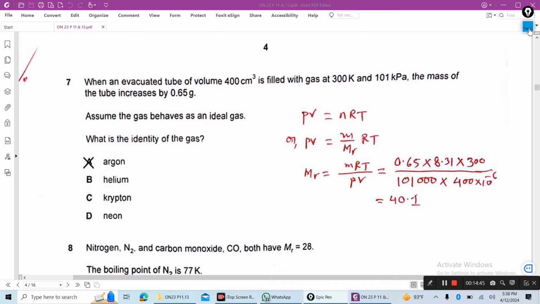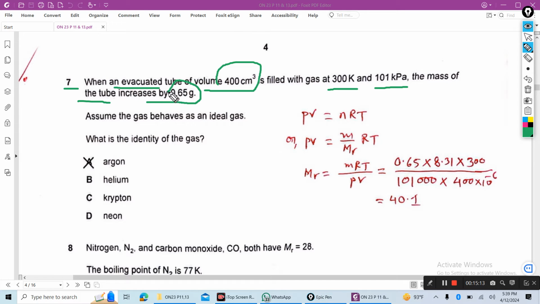Now number 7, an evacuated tube of volume 400 centimeter cube is filled with gas at 300 Kelvin and 101 kilopascal. The mass of the tube increased by 0.65 gram. Assume the gas behaves as an ideal gas. What is the identity of the gas? Answer is argon. How?